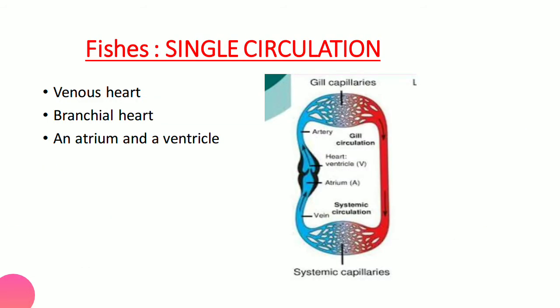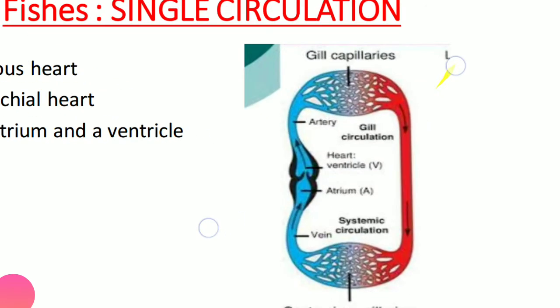Now coming to the next slide, we will talk about single circulation. What is single circulation? You must know that we human beings have double circulation. Now we will talk about fishes. Fishes have a closed type of circulatory system, so they have capillaries. Now we will understand what single circulation actually is.